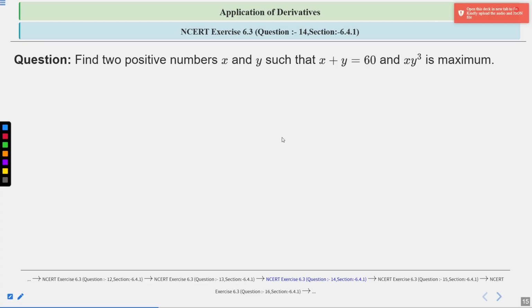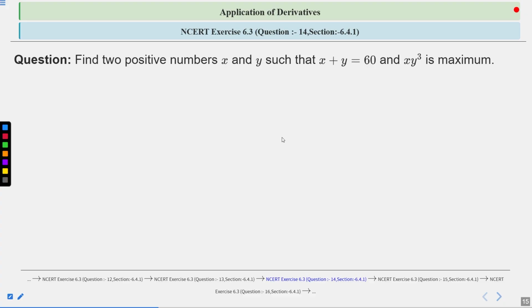NCERT exercise 6.3, question number 14, which says: find two positive numbers x and y such that x plus y is equal to 60 and x y cube is maximum.